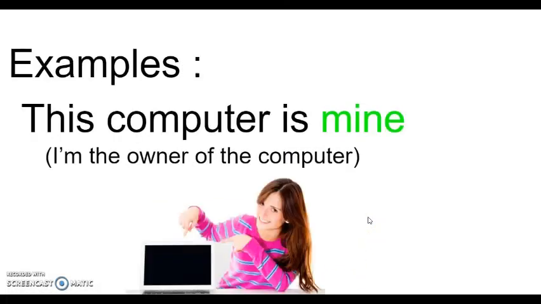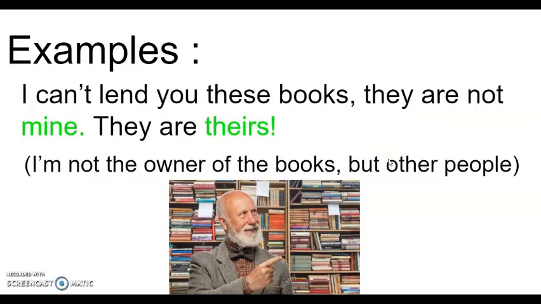For example, this computer is mine. Pay attention to the use of mine here. This computer is mine means that I am the owner of the computer. I can lend you these books. They are not mine. They are theirs. In this sentence, you are indicating that you are not the owner of the books, but other people are. So you say they are theirs. It's like you say, no son míos, son de ellos. You see, that is the use of these possessive pronouns.